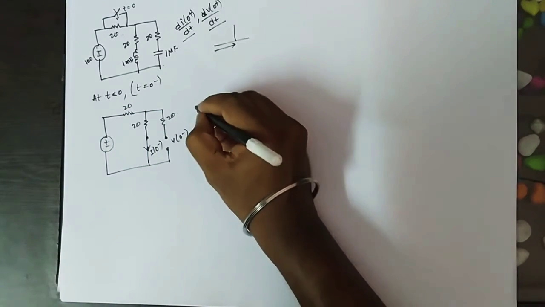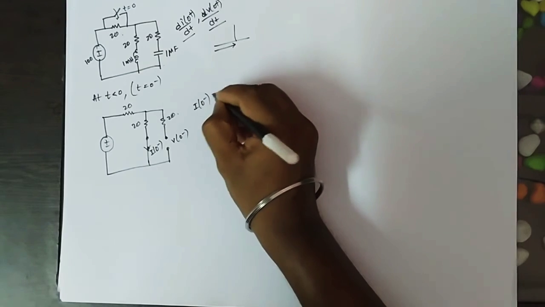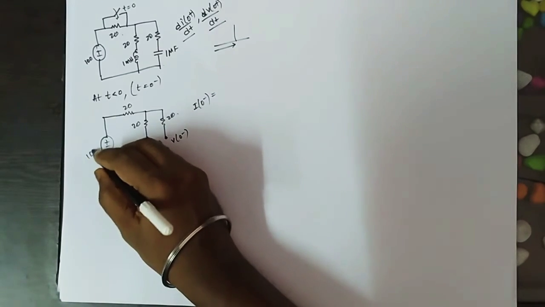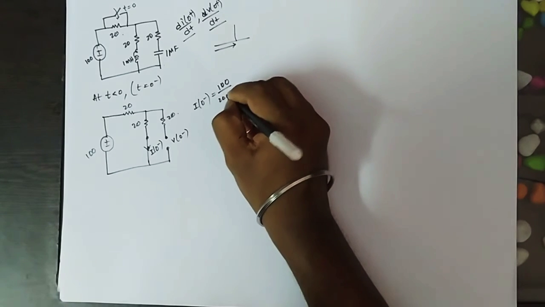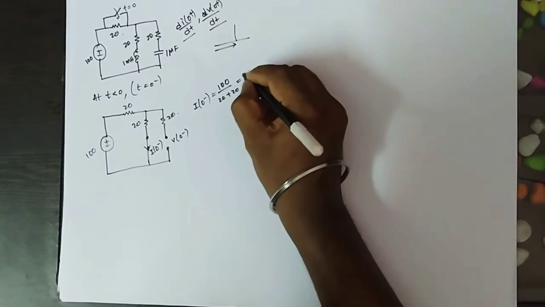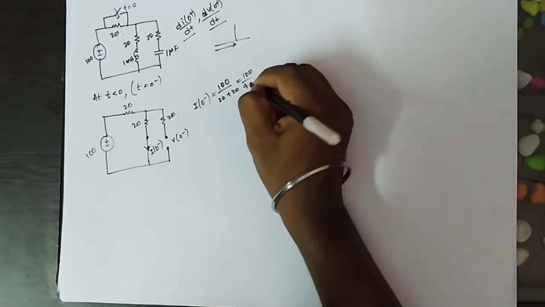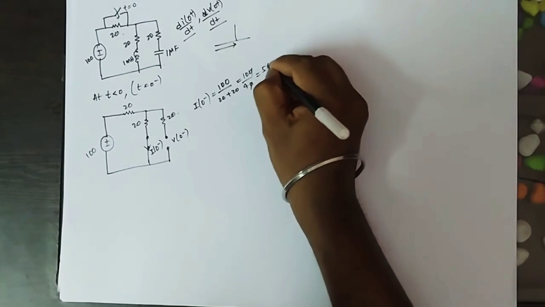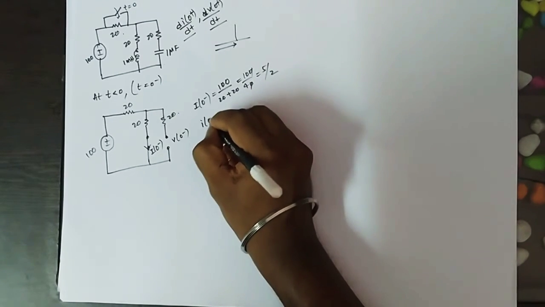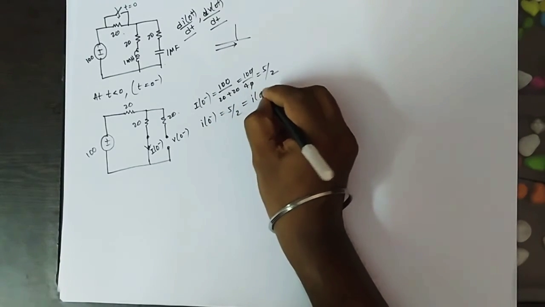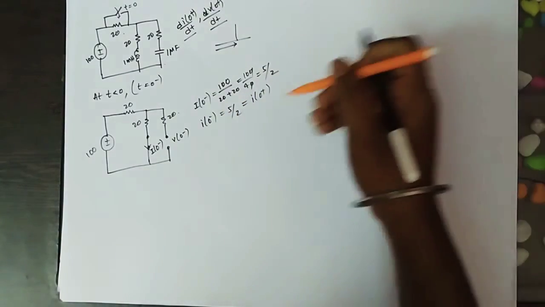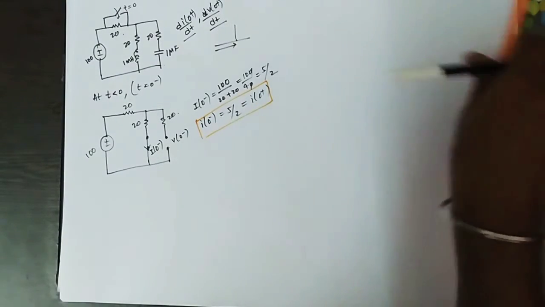Now I of 0 minus means directly by loop equation, 100 by 20 plus 20, so this will become 100 by 40, this becomes 5 by 2. So you got I of 0 minus equal to 5 by 2, then you will ultimately get I of 0 plus. Okay, this is one output you got.